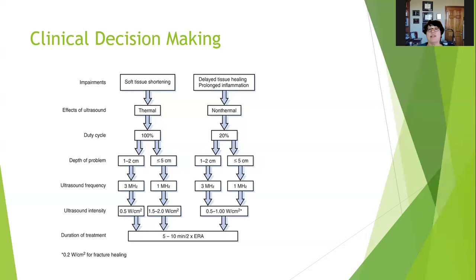If you're trying to accelerate tissue healing and decrease inflammation, you're going to use non-thermal pulsed ultrasound, or PUS. 20% duty cycle. The depth is going to be the same frequency, and you're going to be in between 0.5 to 1.0 watts per centimeter squared. So this is a nice little decision-making tree you can use in the lab or anytime, just to kind of decide on your parameters.